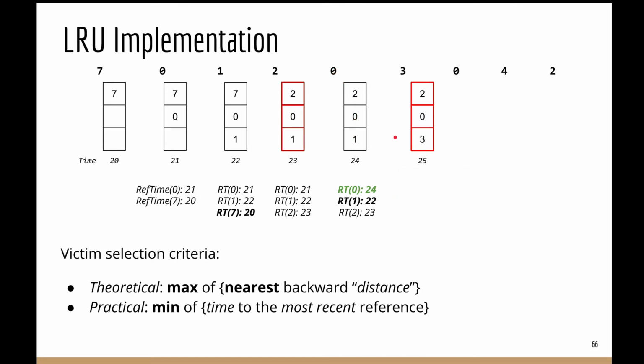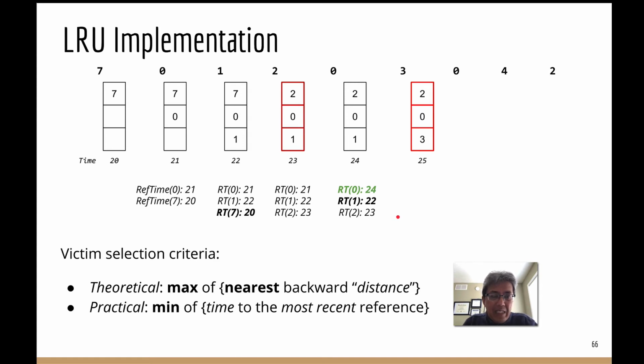So we're going to look again at how we handle the page fault of 3. Currently the resident pages are 2, 0, and 1, and if you look at the reference time of each, we can see that page 1 has the lowest value, and that's why we replace page 1 with page 3. In conclusion, it is now possible to implement the LRU algorithm using a timestamp.